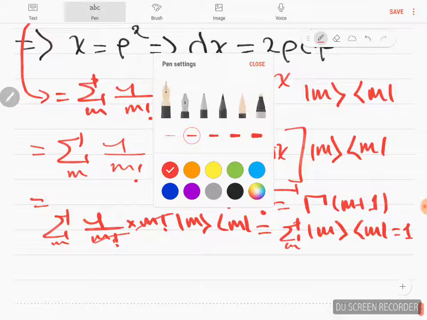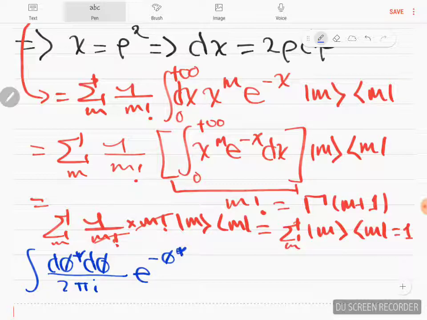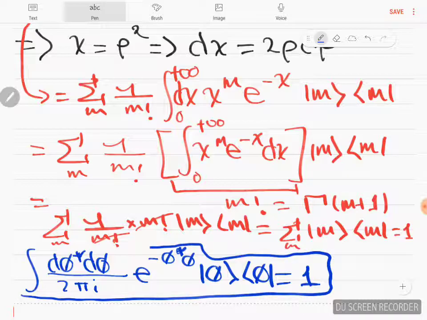Now, having said this, we're pretty much done with this video. Let's first write the result. With this, we have proved that the integral of d phi star d phi divided by 2 pi i, e to the minus phi star phi, ket phi bra phi, is equal to 1. So we have our resolution of identity in coherent state basis, which was what we were looking for. This is the main result of the video.